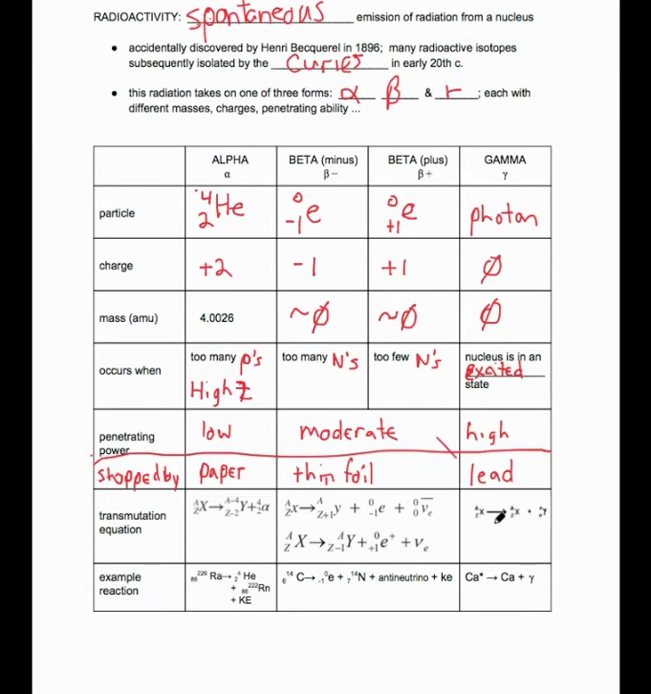Lastly, and this is a little hard to see with gamma radiation, basically you start off with an element, you have the same element, just with a gamma. In other words, it's just de-excited, and so there's no change in mass or charge, so it's the same element, just in a lower energy state.